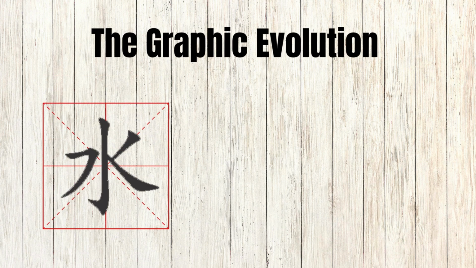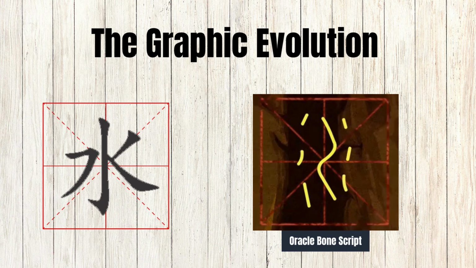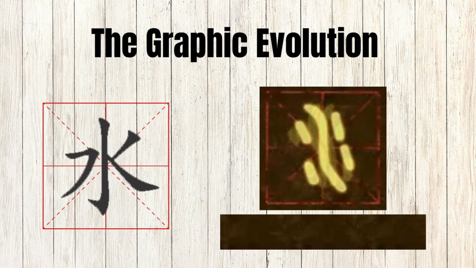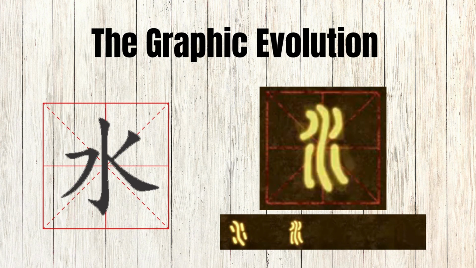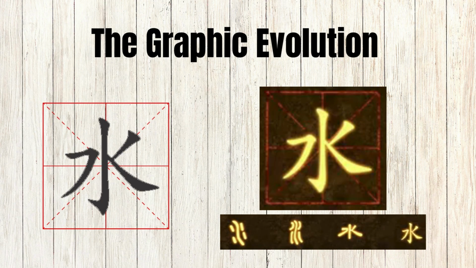Now, let's take a look at how this character evolved throughout history. In the earliest oracle bone script, it resembled a flowing river. As the writing system became standardized, the character was gradually simplified until it eventually took on the stroke-based form we use today. Let's practice reading this character together.